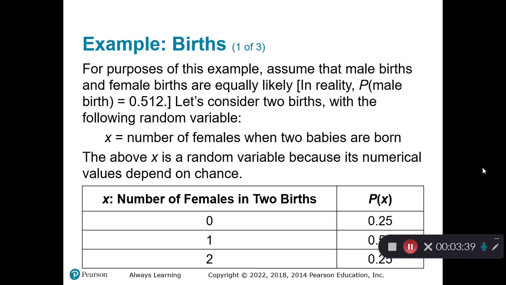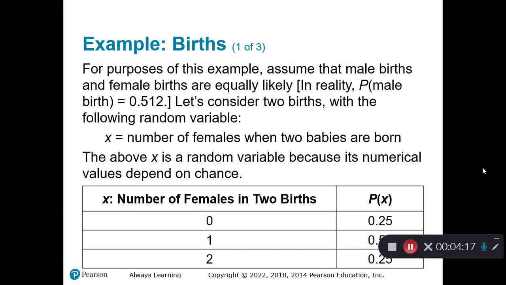Let's look at our first example. Let's consider births of babies. For this example, we're going to assume that males and females are equally likely to occur at birth. Just in the background, let's keep in mind that the chances of getting a boy versus a girl at birth are actually slightly different. The probability of getting a boy is a little higher at about 51.2%. However, we're going to consider, for the sake of this example, that the probability of getting a boy is 0.5 and that the probability of getting a girl is also 0.5.